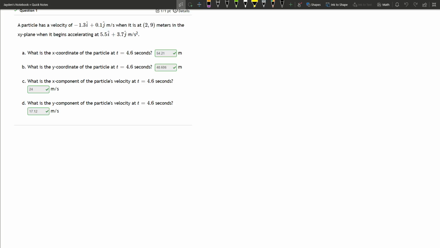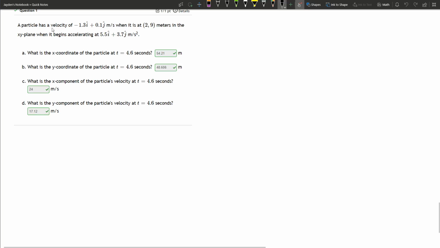Hello everyone, in this video I'll be going through some mastery checks for 2D and 3D kinematics, 2D K2, number 3, and number 2. So here's the first problem we'll be working on.